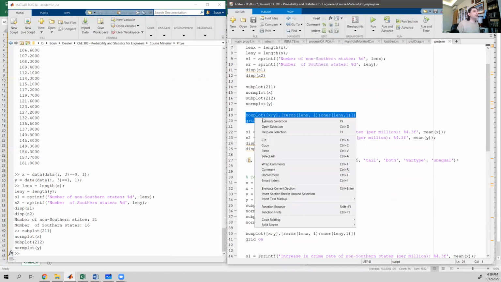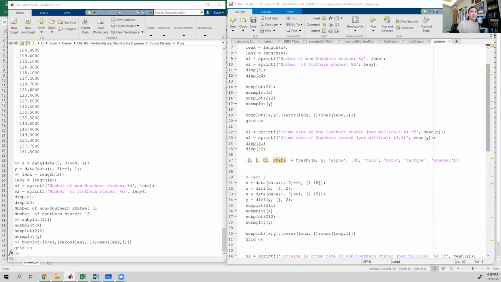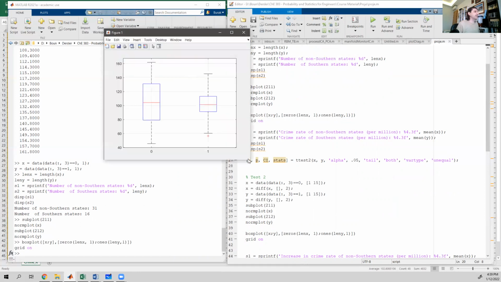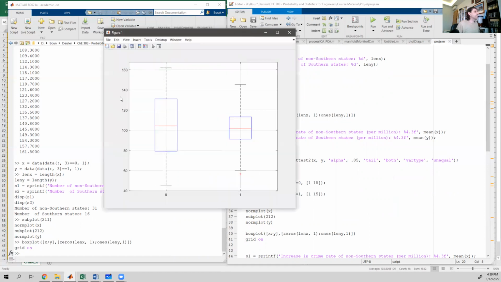So the simplest thing that we can do here is draw a box plot of these two types of states, non-southern and southern states. So these are the crime rates, these are non-southern states, these are southern states, and these are the box plots. But note that a box plot is a graphical descriptive statistic only. We need to make an inference here, a more rigorous inference. We need to do a hypothesis test.